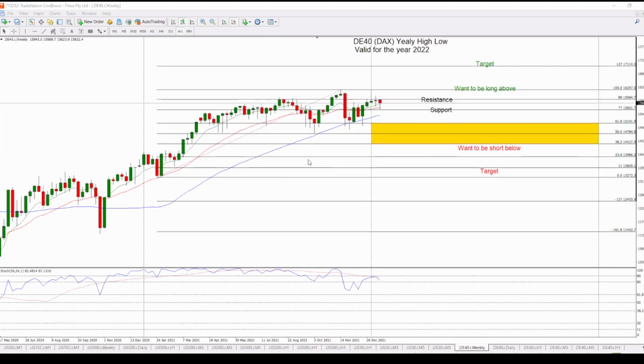Let's move on to the DAX real quick. You can also see we're trading in between the 89 and 77. Current level of support is the 77. Resistance is the 89. Trend is still up, 8 above 21, above the 50, above the 100 level. We want to be long, target 127. So let's just see if we do break above that in the upcoming weeks. Also, stochastic and signal line are still trading above the 80 level. So both these indicators are showing us the trend is up on the weekly time frame.